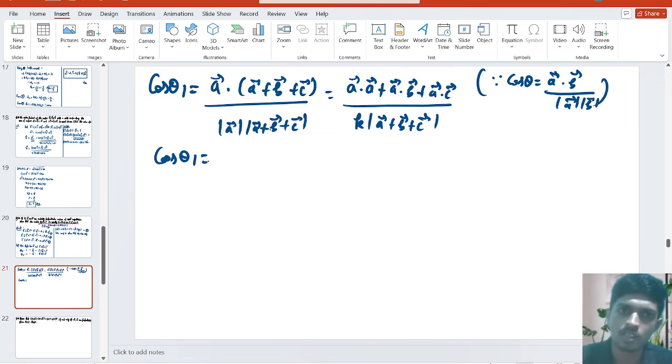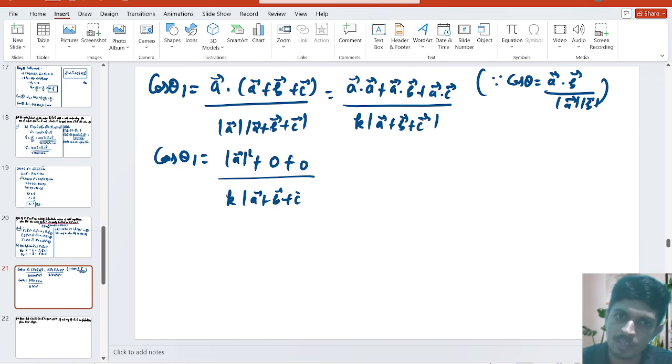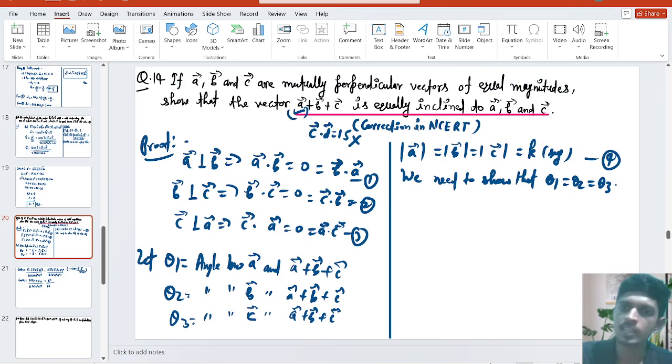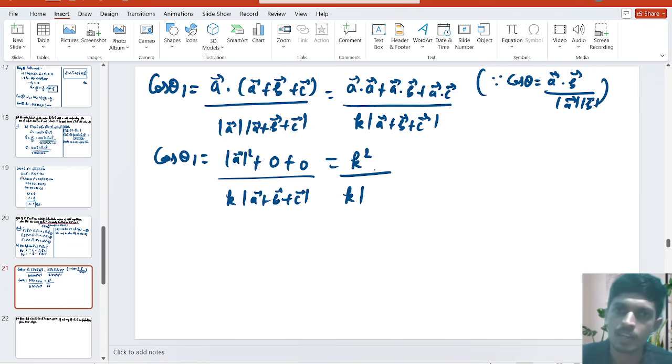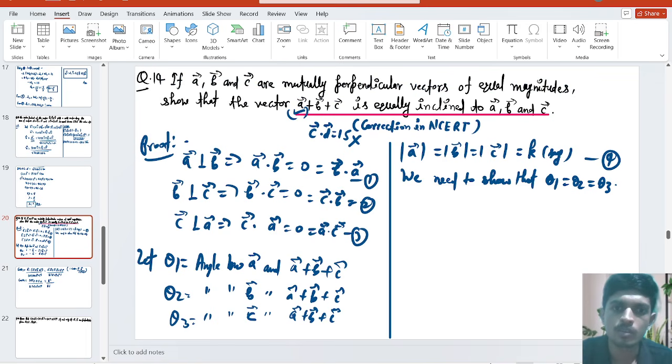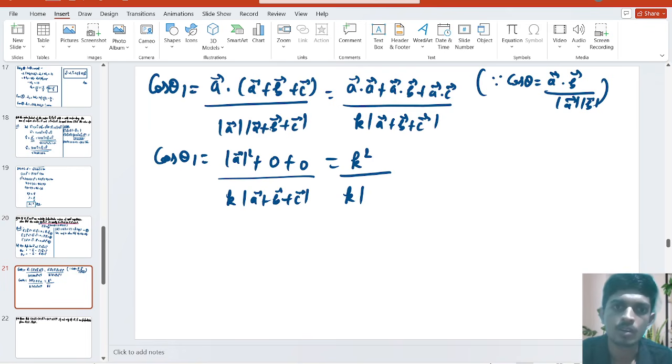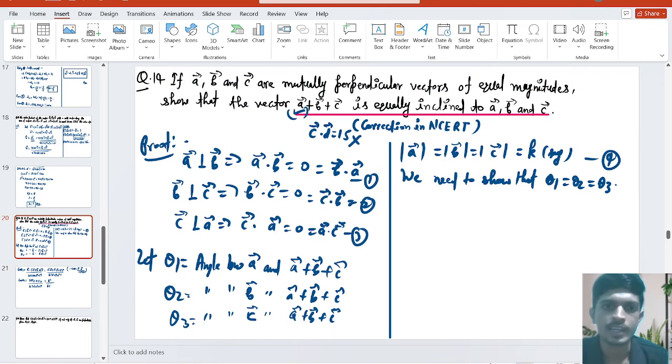So simplify. This is vector A dot vector A, which is modulus of vector A whole square, and this is simply 0, and this is simply 0, and this is k times the vector A plus vector B plus vector C. So this is k square upon k, because modulus of vector A is equal to k here. So from 4, and from 2 and 3, from A dot B and A dot C.